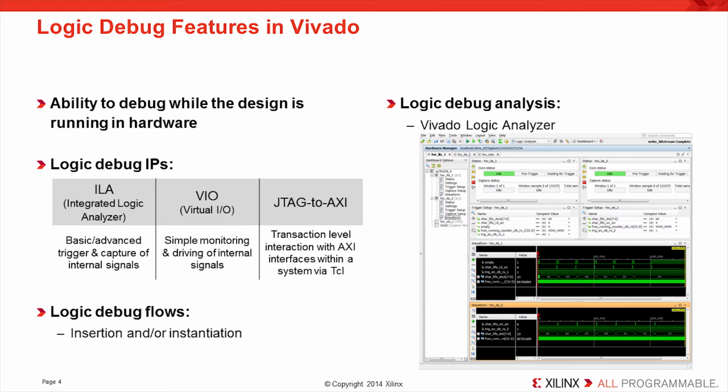In order to add these IPs to your design, there are intuitive debug flows and methodologies that support netlist insertion and/or HDL instantiation of debug IPs. In addition, there's support for identifying debug nets in your design and preserving them during synthesis and implementation.